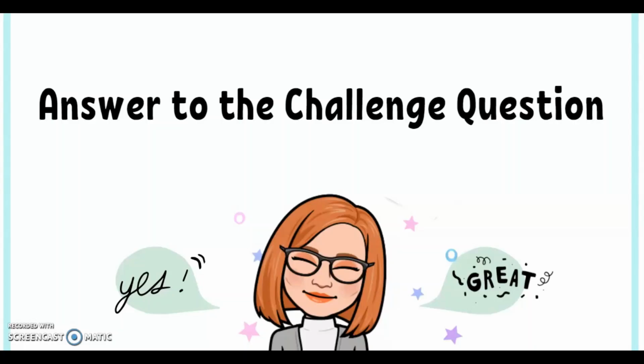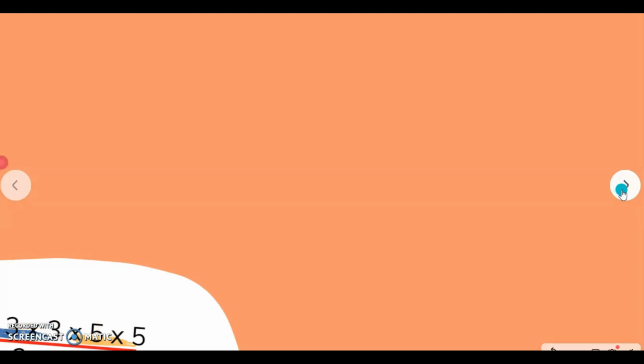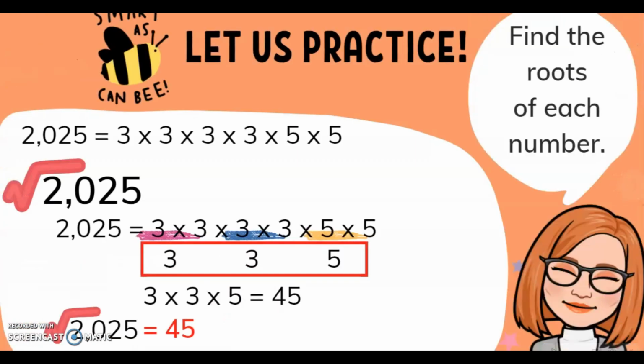In our previous lesson, we learned how to get the roots of a number using its prime factors. Let us see if you got the correct answer to the challenge question. The challenge question was to find the roots of each number.